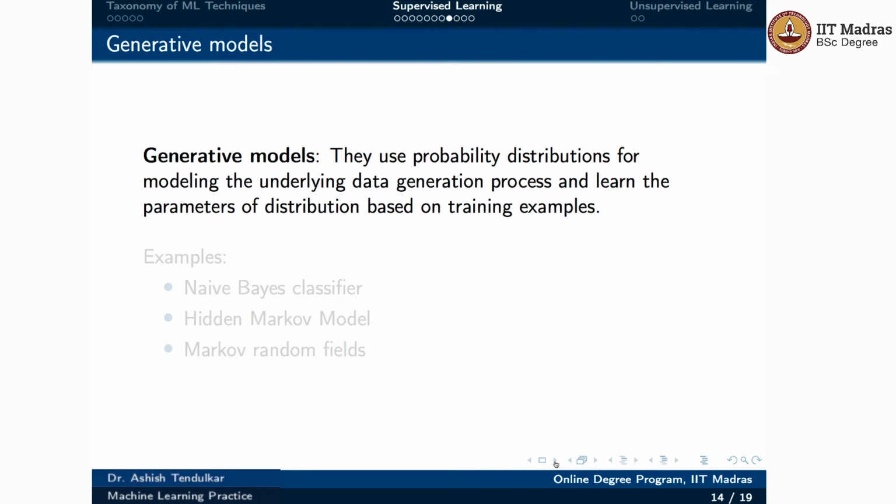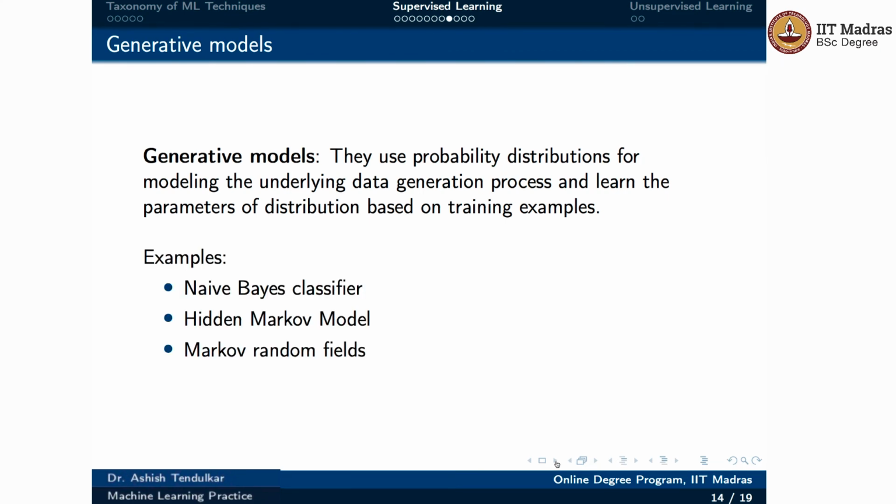So this is slightly different. Instead of having a formula that we saw in case of, let's say, linear model, here generative models assume that there is some underlying data generation process from which the training data is getting generated. And what they do is they assume some kind of a probability distribution and then learn the parameters of the distribution based on the training set. Some of the examples of generative models are naive-based classifier, hidden Markov model, and Markov random field. We'll be covering naive-based classifier in this course.